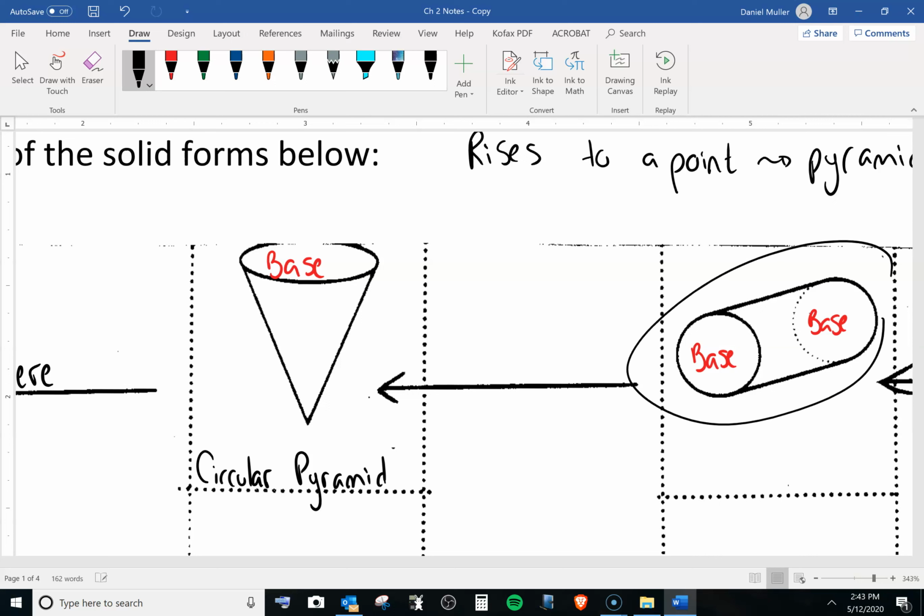Compare that to the second one. It is also a circular base, but it does not go to a point. It continues on, and those are called prisms. P-R-I-S-M. So you always start with the shape of the base, and both of these bases are circles, so you say circular. But this one on the left is a pyramid, because it comes to a point, and the one on the right is just a prism.